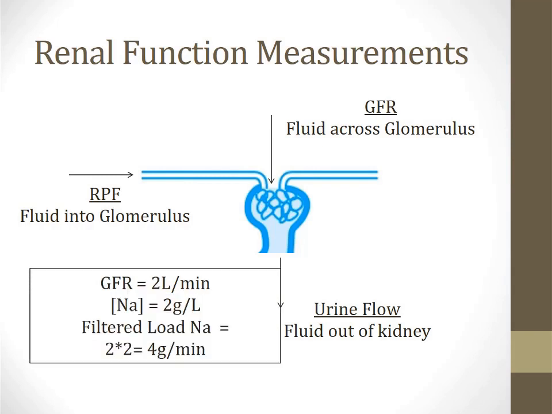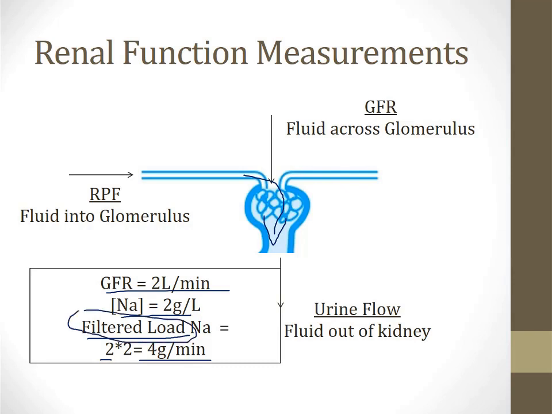We could also calculate some numbers for a specific solute in the plasma. So for example, if we go back to our measurement of GFR of 2 liters per minute, let's suppose that that GFR is made up of 2 grams per liter of sodium. We could then calculate what's known as the filtered load of sodium. This is how much sodium is passing through the glomeruli and entering into the nephron. That filtered load would be 2 liters per minute, the GFR, that's the total volume of blood flow crossing the glomeruli, times the concentration of sodium, or 4 grams per minute of sodium is being filtered, and that's called the filtered load for sodium.